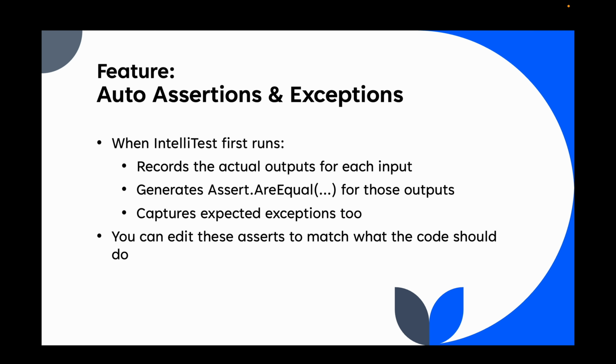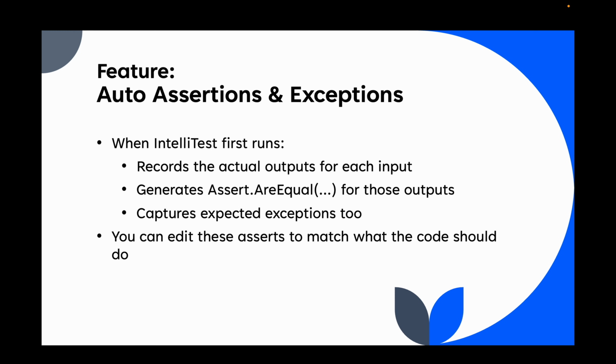Another feature is auto-generated assertions and exceptions. So basically, once IntelliTest has decided which inputs to try, the next question is, what should it assert? Another nice feature is that it generates the assertions for you. On the first run, IntelliTest records what the method actually returns for each input and what exceptions it throws. Then it writes an assertion statement that basically says, given this input, I've observed this output. For exception cases, it will mark that the method is expected to throw a certain exception.